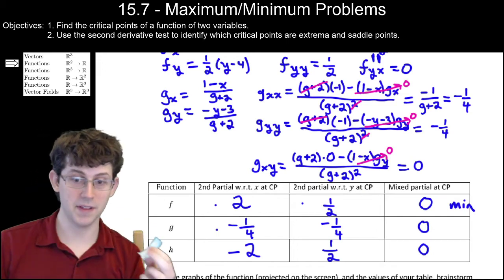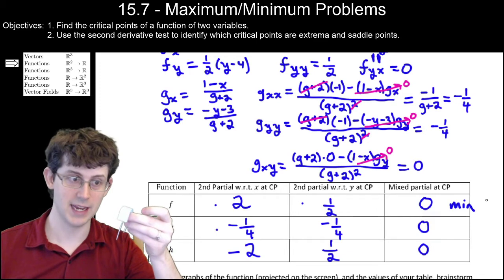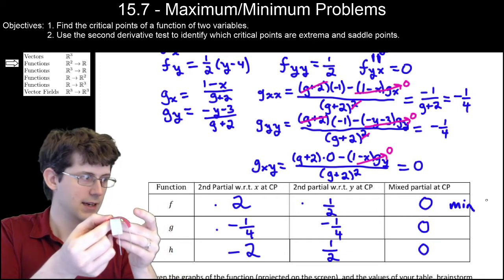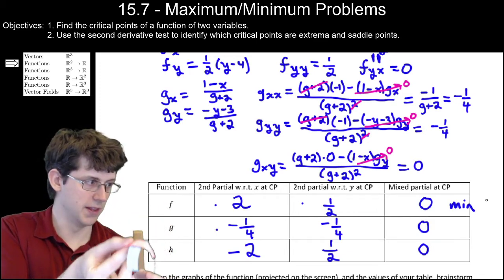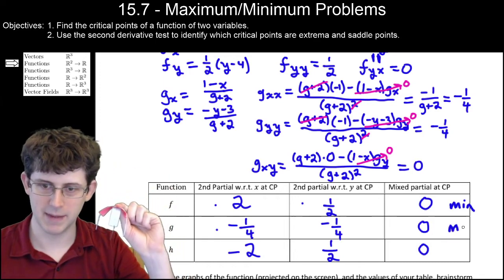If you have both of them concave down, now it's concave down this way and it's concave down this way. Now you can kind of see that you'll end up with a bowl that's upside down, and this is a maximum point of the surface. So this one will be a maximum.